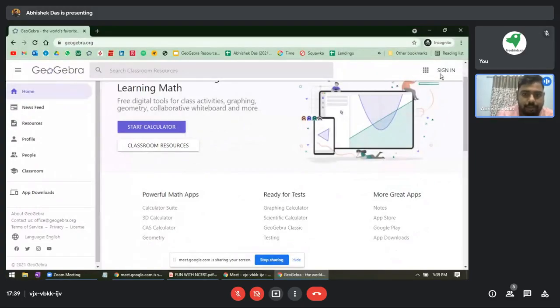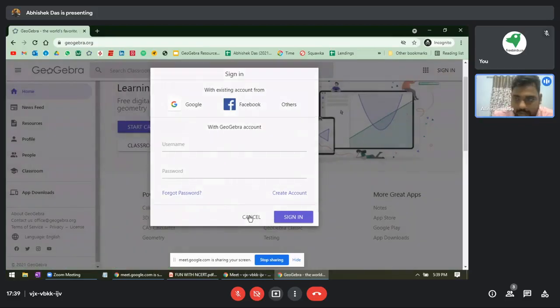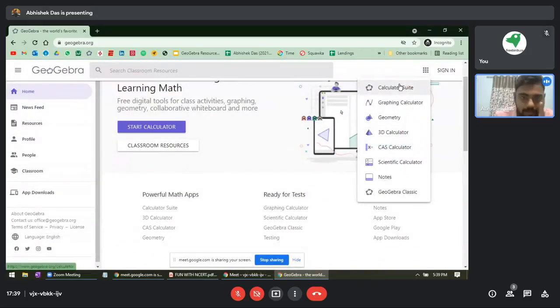While you sign in to GeoGebra, you can sign in from your Google account or Facebook account or any other account, but you can always use your Google account, so that you don't have to input the password every time. So that's one way to do it. Then you can click on the squares out here, and you can see a lot of applications come about. We'll start off with GeoGebra Classic.